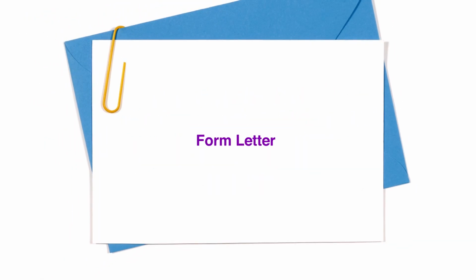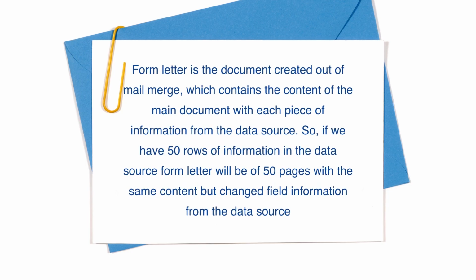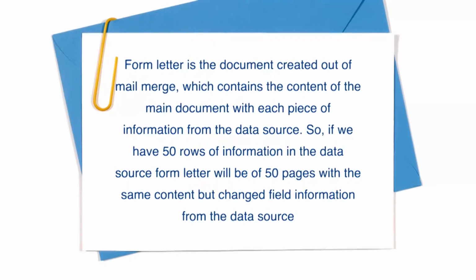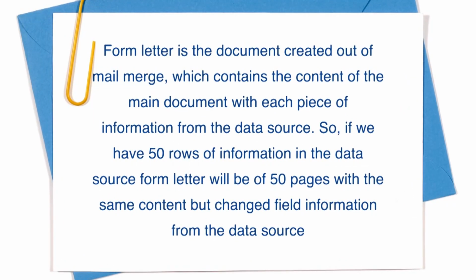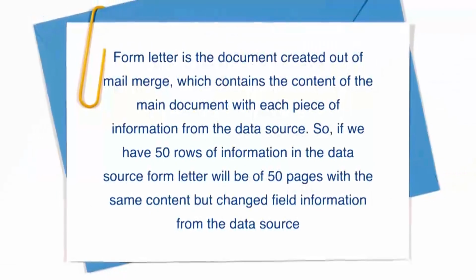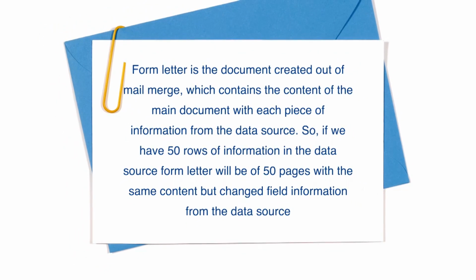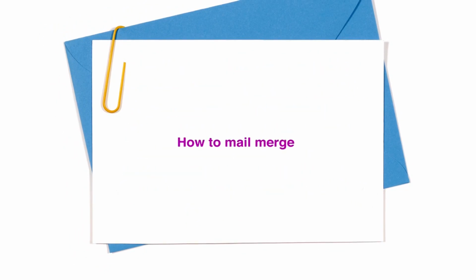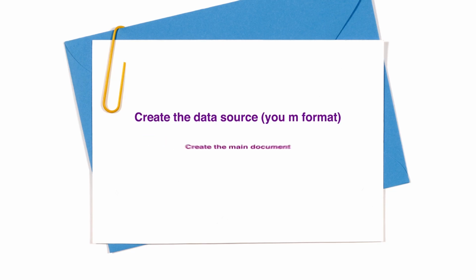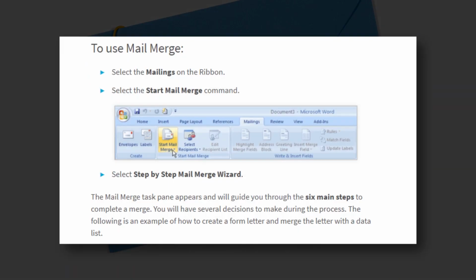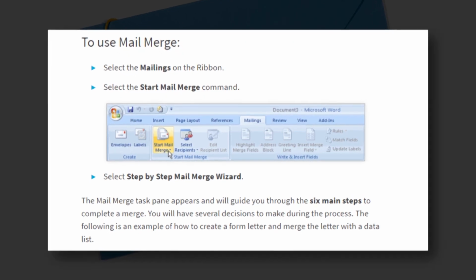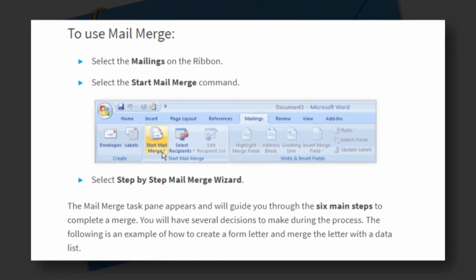The form letter is a document created out of mail merge which contains the content of the main document with each piece of information from the data source. So if we have 50 rows of information in the data source, the form letter will be 50 pages with the same content but changed field information from the data source. Now the question comes, how to mail merge? The process of mail merge is: create the data source, create the main document, merge the data with the document. To use mail merge, select Mailings on the ribbon, select the Start Mail Merge command, and select Step by Step Mail Merge Wizard.